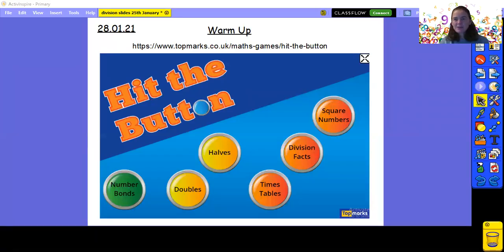Okay, so we're going to warm up our maths brains today by playing a game. I'm going to show you where to access this game, and I'll go through an example of how to play it. And then if you are able to, log on to the Top Marks web page and play Hit the Button. The link to the game is on the planning on Padlet. So I'm going to show you how to play this game.